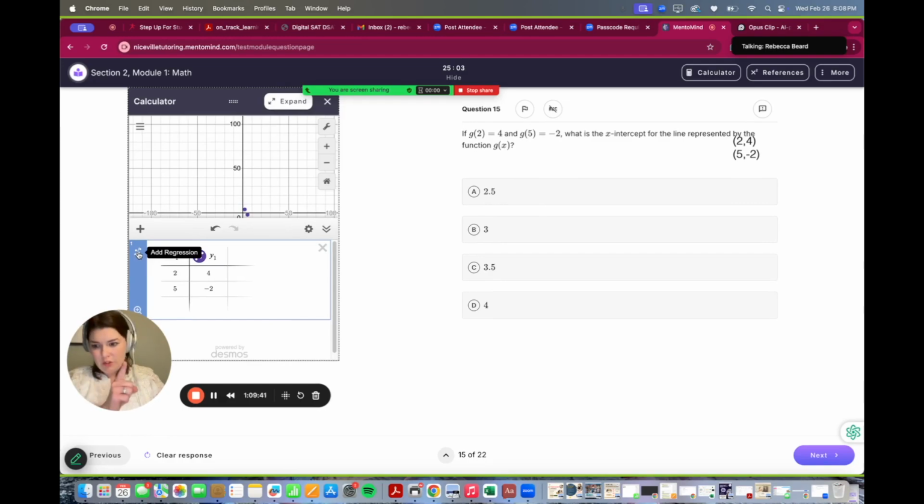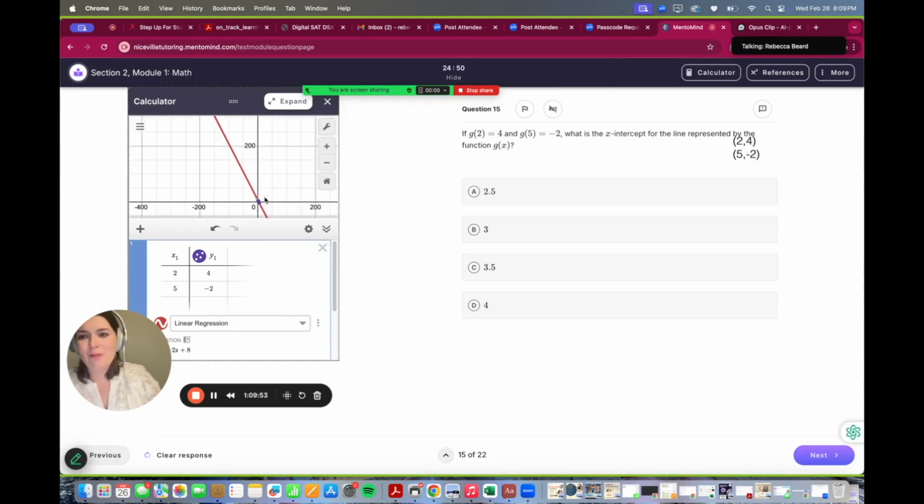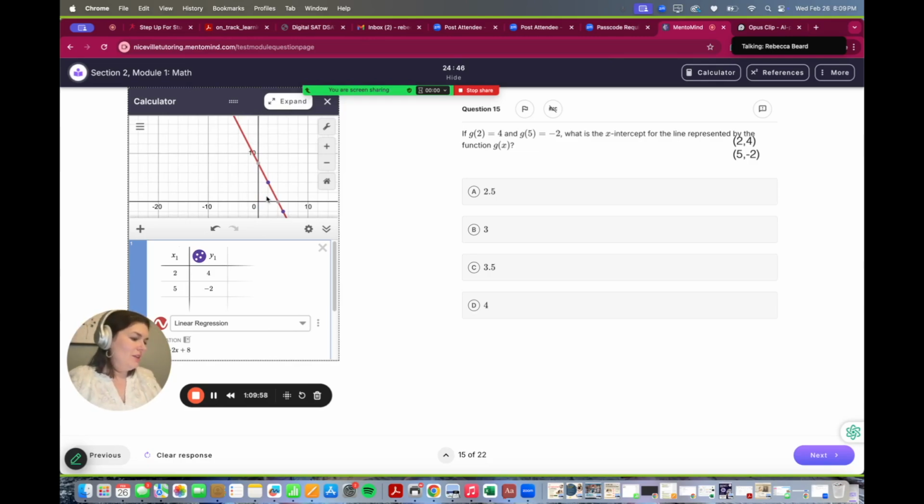And then this is where it's key. You're going to see this button, add regression. You do not have to know what on earth the word regression means, but it does the magic for you. So when I do this, I see a line, which is so amazing. I'm like, that takes off so much work. And then it asks, what is the x-intercept that is represented? I find my x-intercept is 4, and then I'm done with the problem.